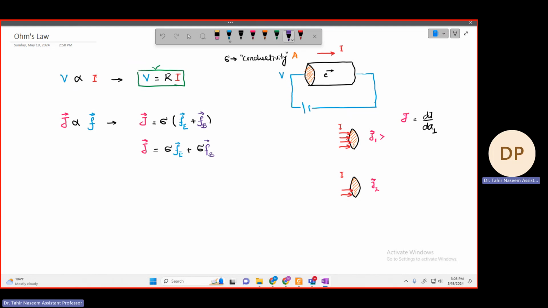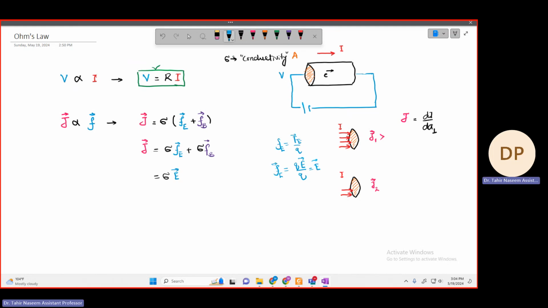Okay, what is Fe? Force per unit charge, right? So Fe, electric force per unit charge, will be Fe divided by Q. And what is Fe? Electric force, this is Q times E, divided by Q, is equal to E. So the electric force per unit charge is equal to the electric field, right? So sigma, and in place of Fe, I will write E.